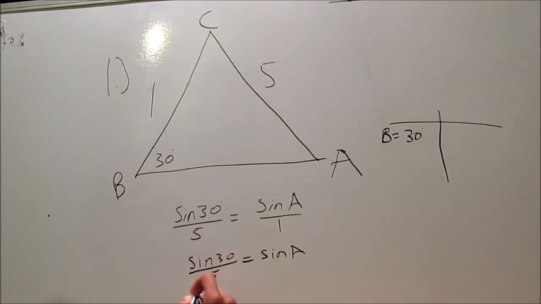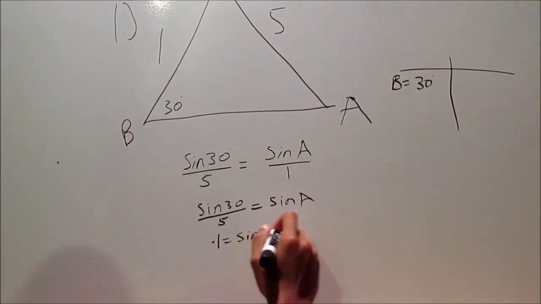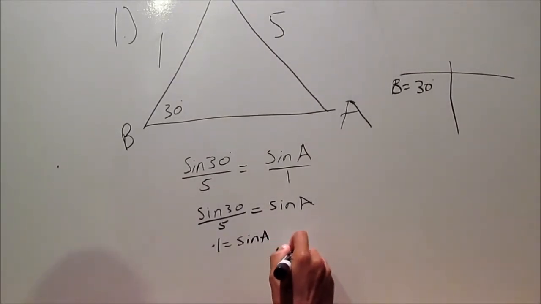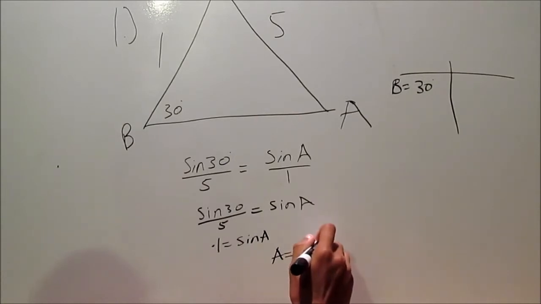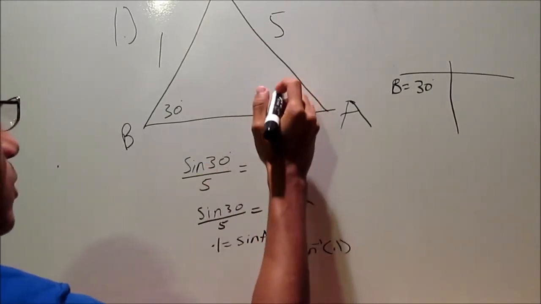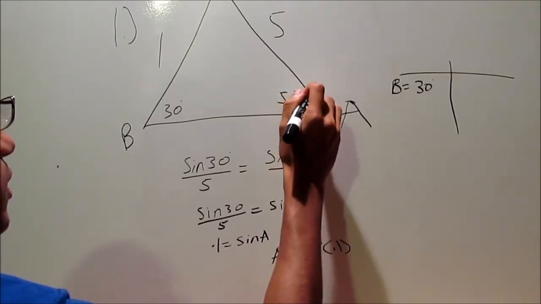Sine of 30 over 5 equals 0.1, sine of A. Now you're trying to solve for A, so you do the inverse sine. So A equals sine inverse of 0.1, which equals 5.73 degrees.